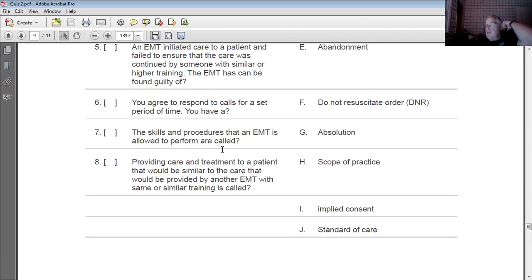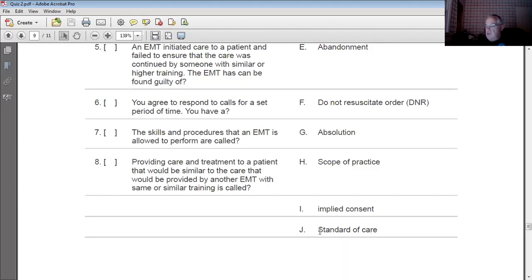The skills and procedures that an EMT is allowed to perform is called scope of practice. Okay, that's what you're allowed to do. And providing care and treatment to a patient that would be similar to the care that would be provided by another EMT with the same or similar training. So this is kind of a legal thing, and that's called the standard of care.